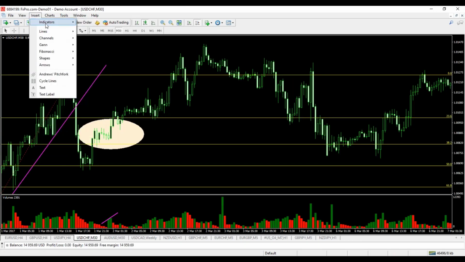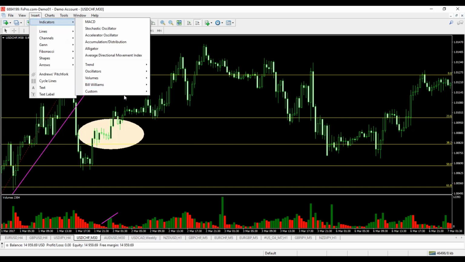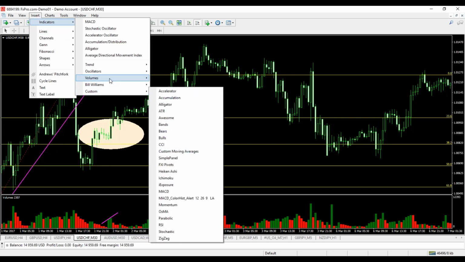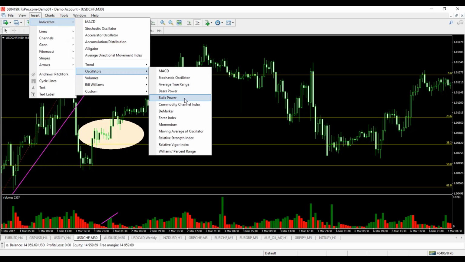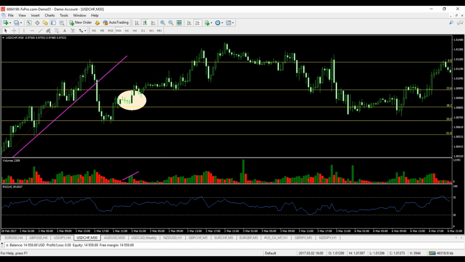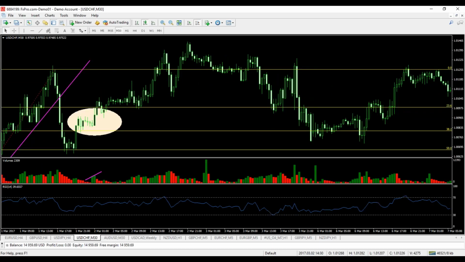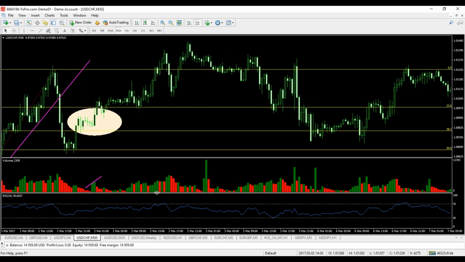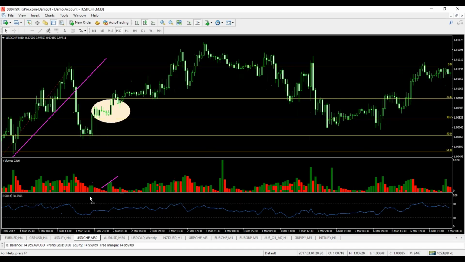You can use, for example, another indicator. Let's try an oscillator, for example. Let's take the relative strength index. Let's see how this is going to work. Although the relative strength index is for more short-term things, in my opinion.